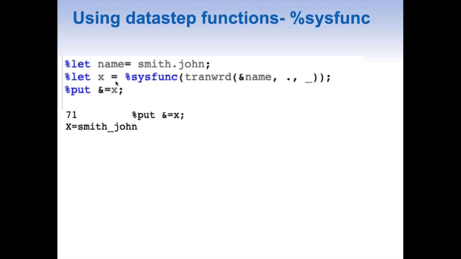And once we have created this macro variable, we can simply use a %put statement and see the result, and we can see that the result is Smith_John. So %sysfunc is helping us to access datastep functions very easily. Now we have used one of the character functions of datastep.